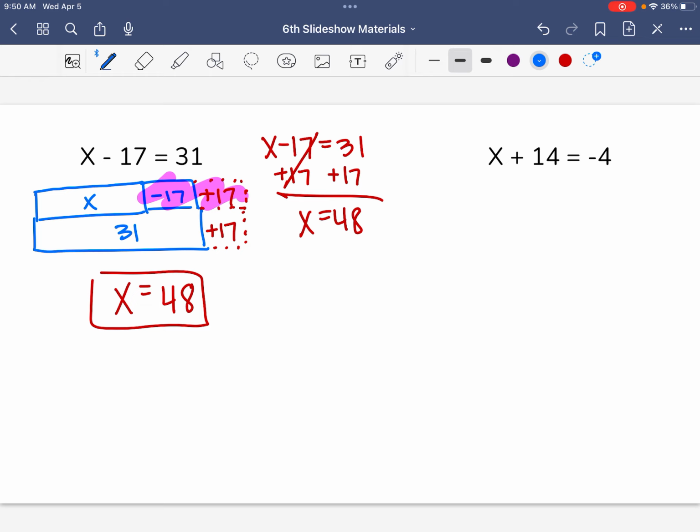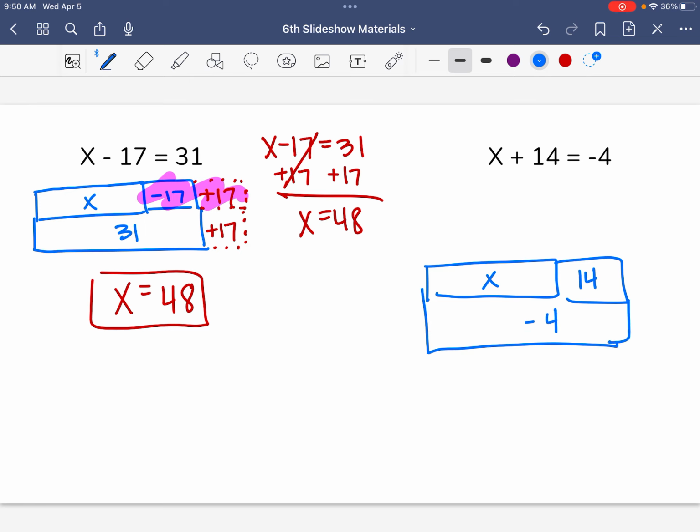And we can use that same kind of thinking to represent the next one. So now we have x combined with 14, and it's equal to a negative 4. Again, I just want x by itself, so I'm going to extend, and I'm going to put 14 negatives. Well, I put 14 negatives because I need to cancel out the 14 positives. But I will put them on both sides because I want to keep it balanced.